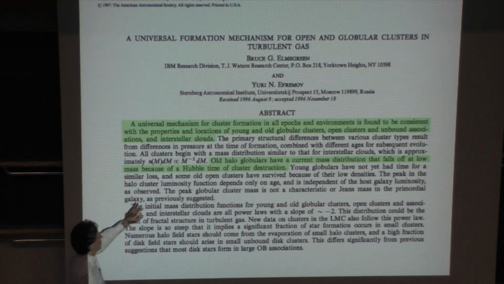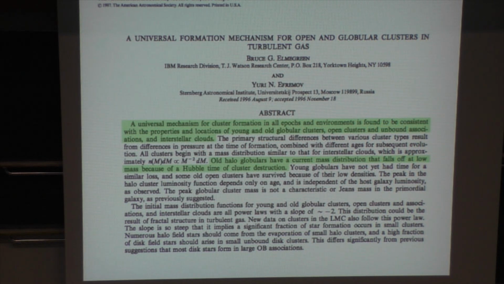And the mass spectrum that we see in these young cluster populations probably comes out of the mass spectrum that we see in the interstellar medium. Right? And the fact that there are fewer of the low mass old halo clusters is probably because of a Hubble time of cluster dissolution.